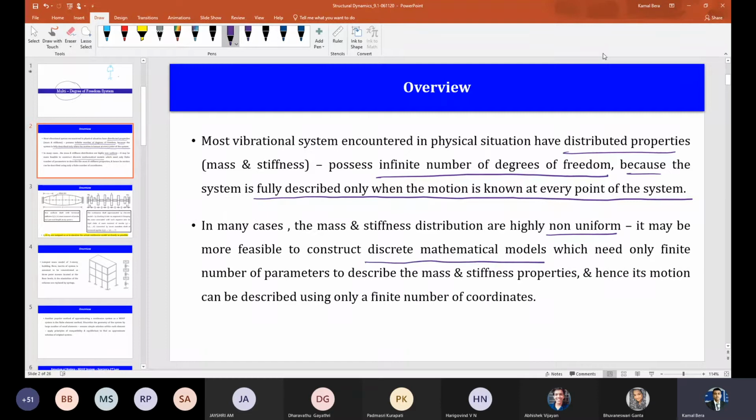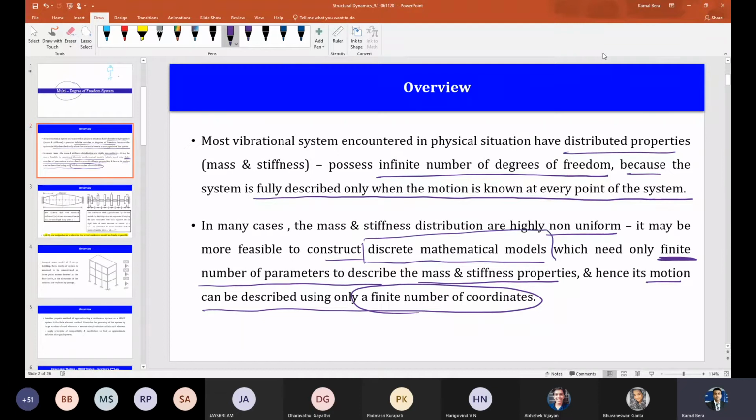It may be more feasible to construct a discrete mathematical model. So instead of the continuous system, which has an infinite number of degrees of freedom, we idealize it and construct a discrete mathematical model which needs only a finite number of parameters to describe the mass and stiffness properties, and hence its motion can be described using only a finite number of coordinates. We are converting the continuous system into a discrete mathematical model which has a finite number of degrees of freedom.